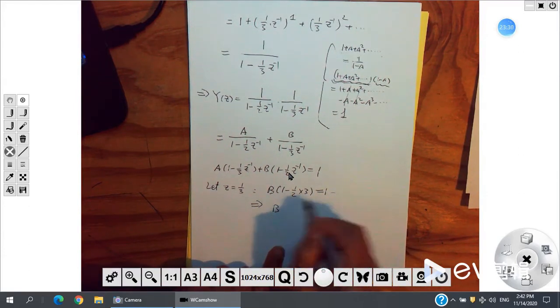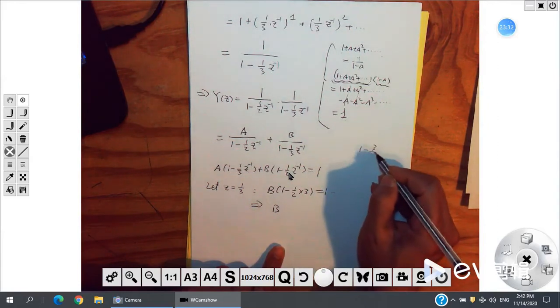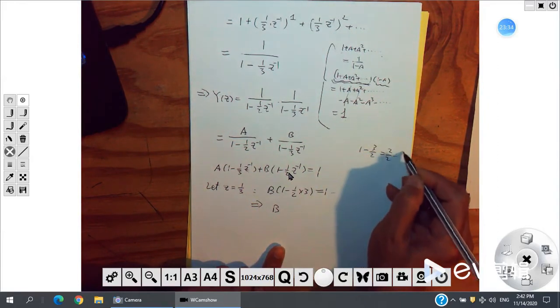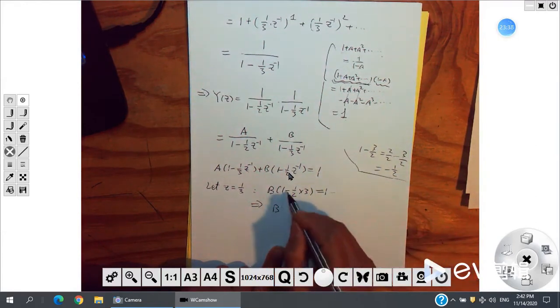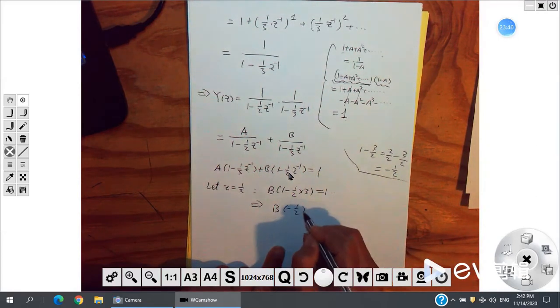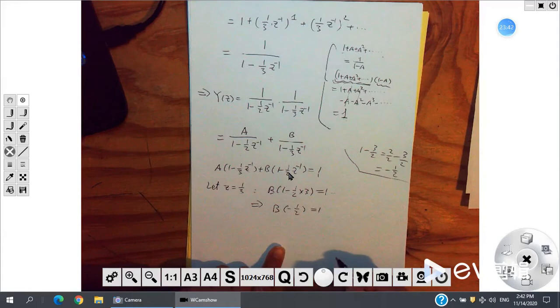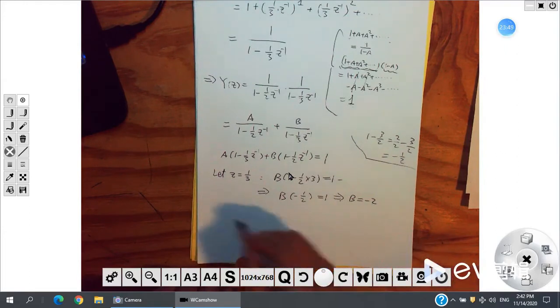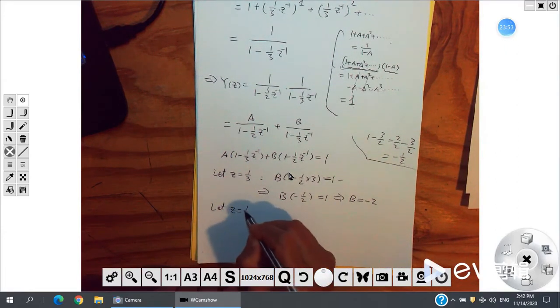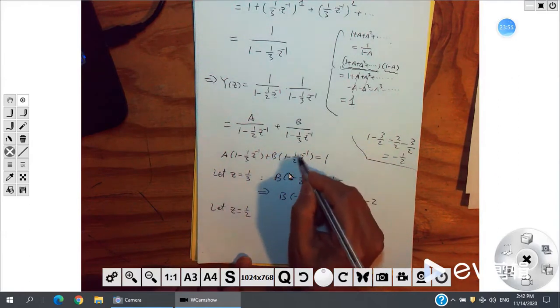So this gives us b. This is 1 minus 3 over 2. So it's 2 over 2 minus 3 over 2, which is negative 1/2. So b times negative 1/2 equals 1. Alright, now we have b equal to negative 2. And for a, we can let z equal to 1/2, right?